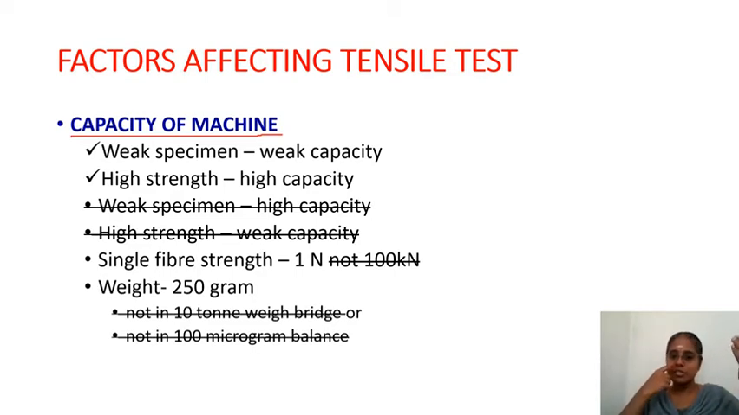For the same instrument, the load bearing capacity of the load cell should be sufficient for the fiber. If it is a single fiber, then 1 Newton is enough, and you should not go for a 100 kilonewton machine. If you are going to weigh a bunch of fiber, 100 grams, you can go for a 250-gram balance. You should not go for a micro balance, or for a 10-ton weighbridge, to weigh the fiber. So you have to choose a suitable instrument. If it is a weak specimen, a low capacity instrument, and if it is a high strength material, a high capacity instrument has to be chosen.